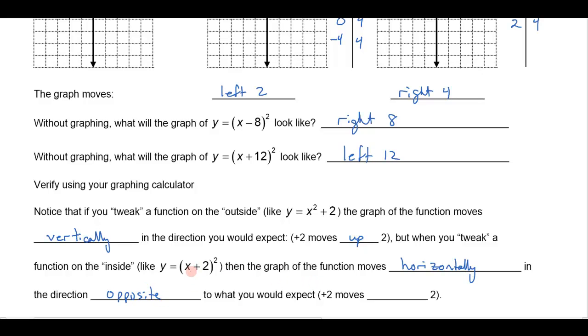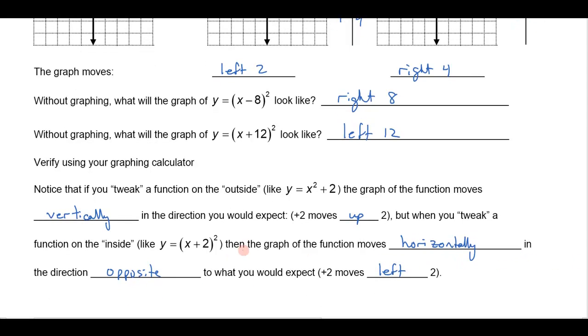Right? If I tweak it with a plus 2, it's not going to move it to the right. That would be horizontally to the right 2, right? It actually moves it to the left 2. And that's the way it'll turn out for really any function, but in particular in this section and the next ones we're looking just at the x squared function. So if you tweak a function on the outside of it, it moves it vertically in the direction you expect. If you tweak it on the inside of the function, then it moves it horizontally in a direction opposite from what you would expect.